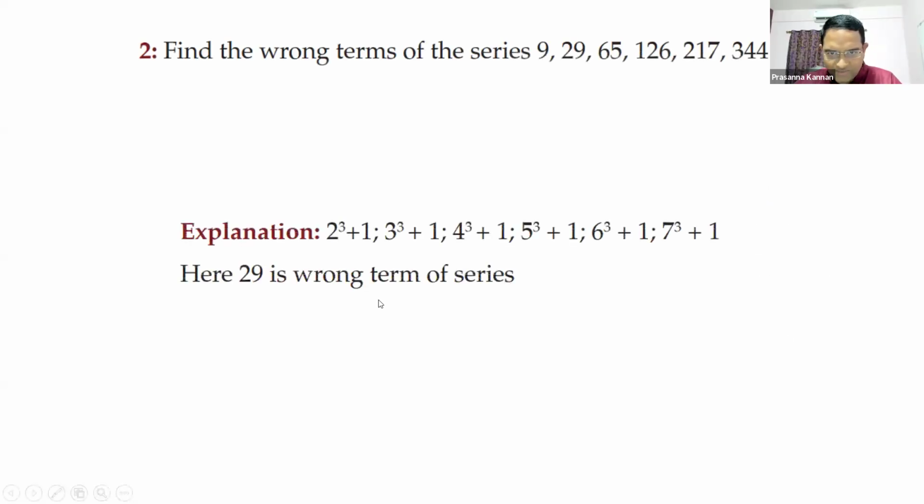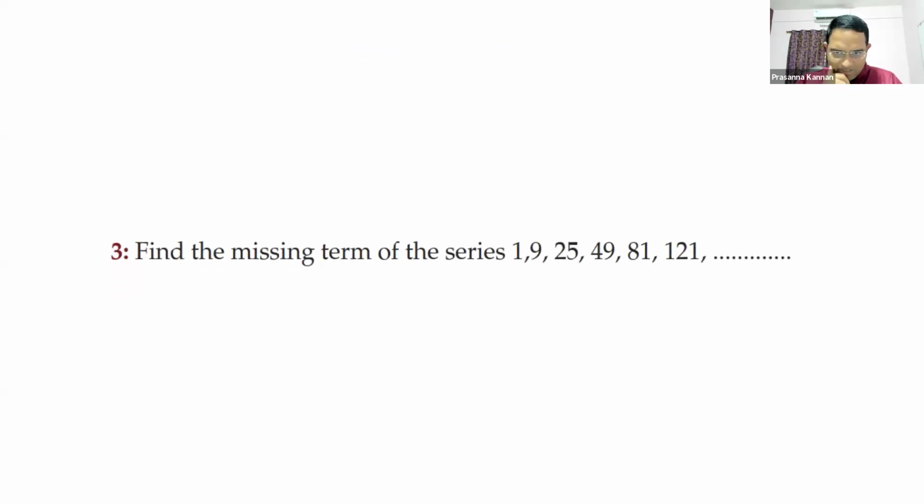Right, so you can clearly see what the series is, and 29 is the wrong term of the series. Okay, next one. I think this one you will get yourself very easily. I'm very confident. You have to find the missing term. That means at the end, there is a dash. You have to fill that blank.